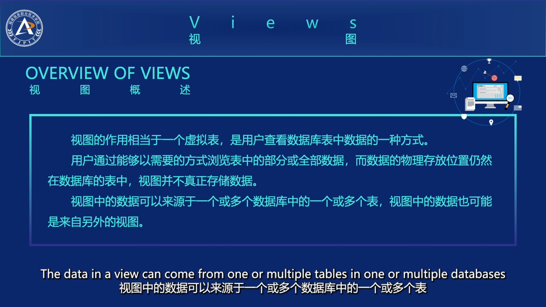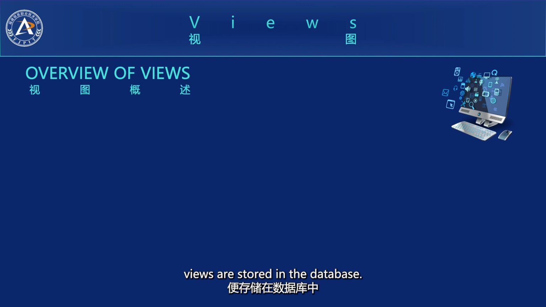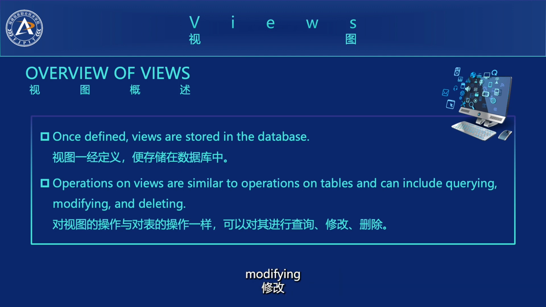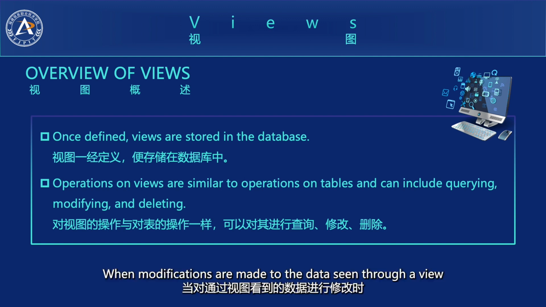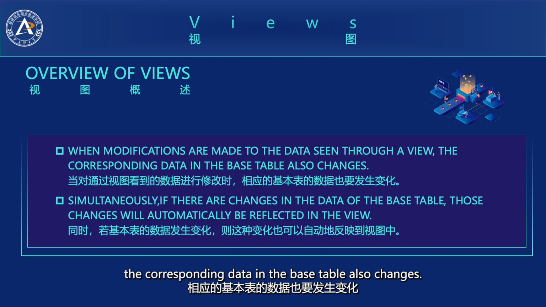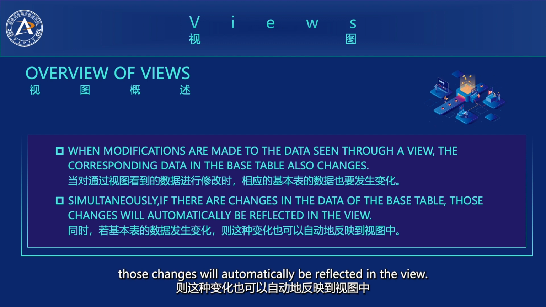The data in a view can come from one or multiple tables in one or multiple databases, and it can also be derived from other views. Once defined, views are stored in the database. Operations on views are similar to operations on tables and can include querying, modifying, and deleting. When modifications are made to the data seen through a view, the corresponding data in the base table also changes. Simultaneously, if there are changes in the data of the base table, those changes will automatically be reflected in the view.